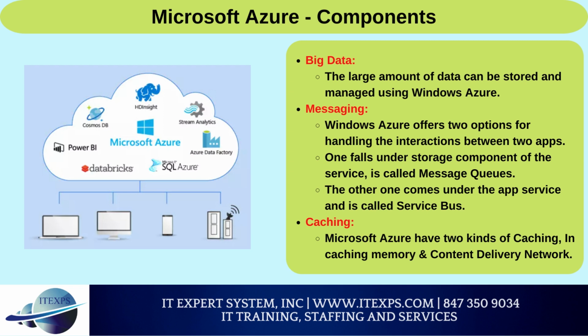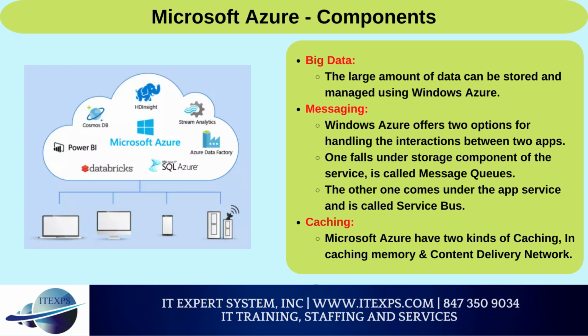Messaging. Windows Azure offers two options for handling the interactions between two apps. One falls under the storage component of the service and is called message queues. The other one comes under the app service and is called service bus. The messages can be sent to initiate communication among different components of an application or among different applications using these two options.